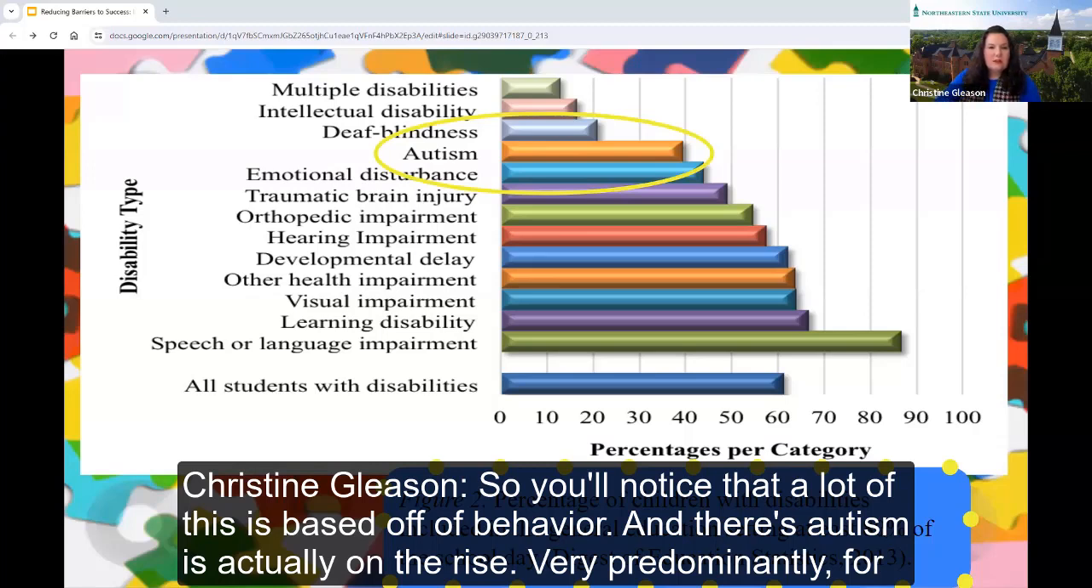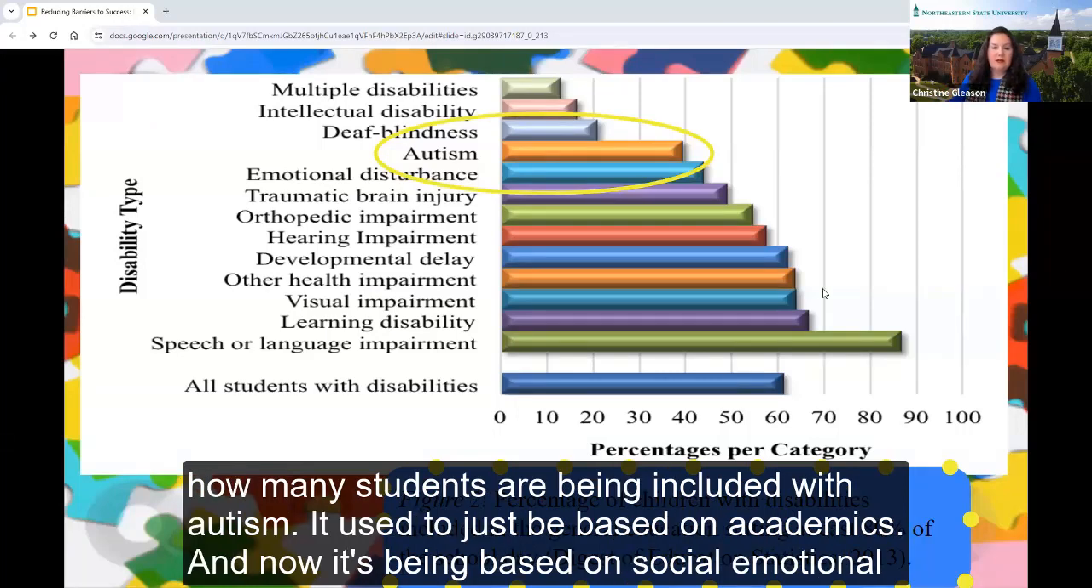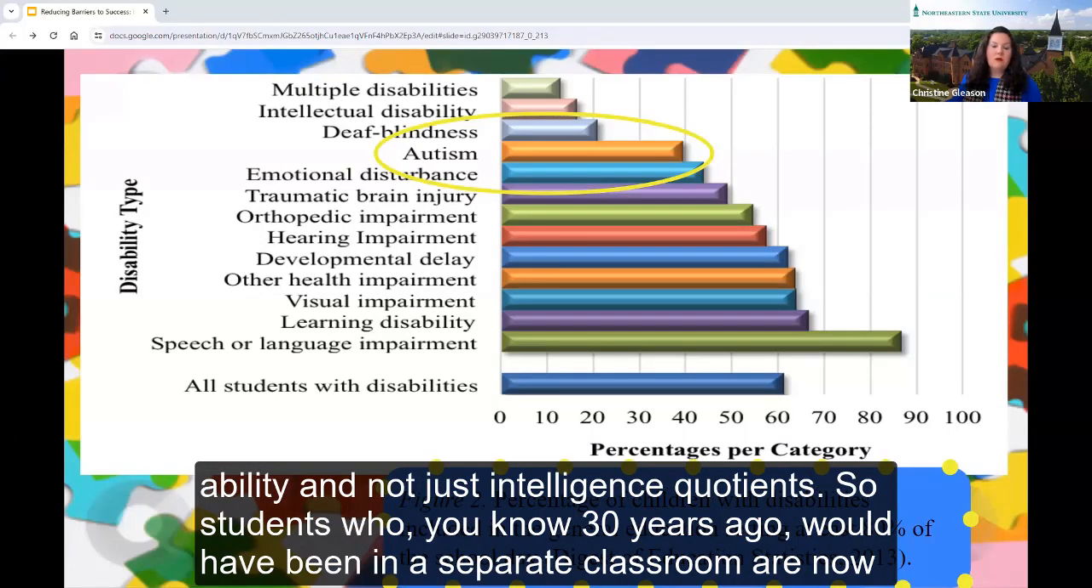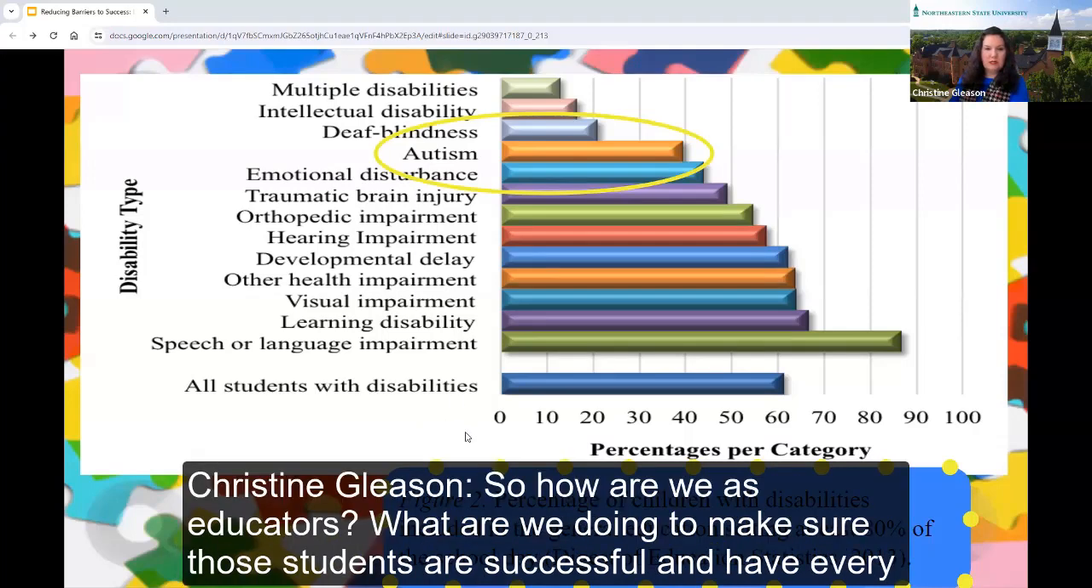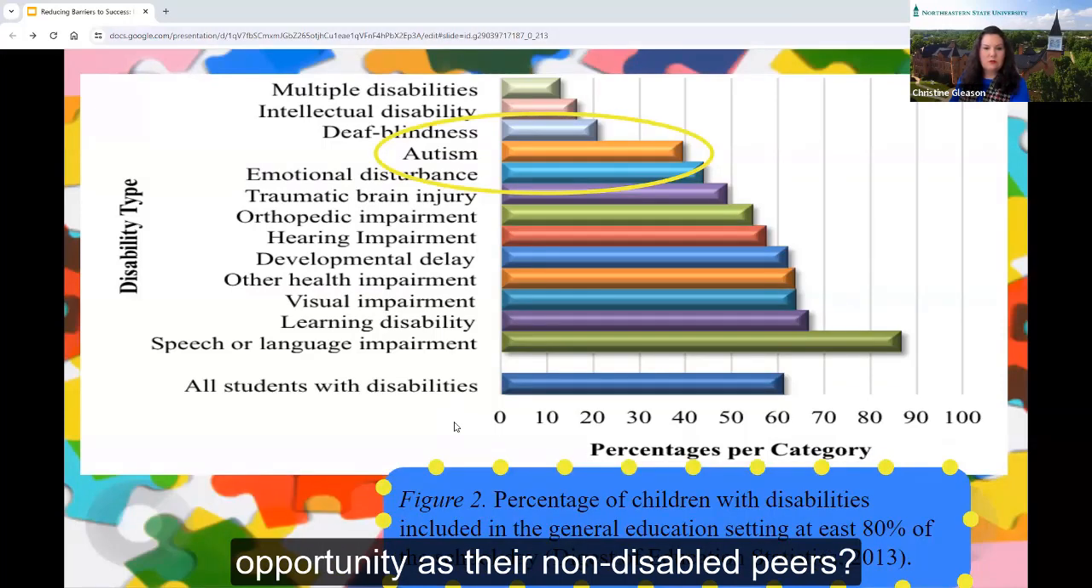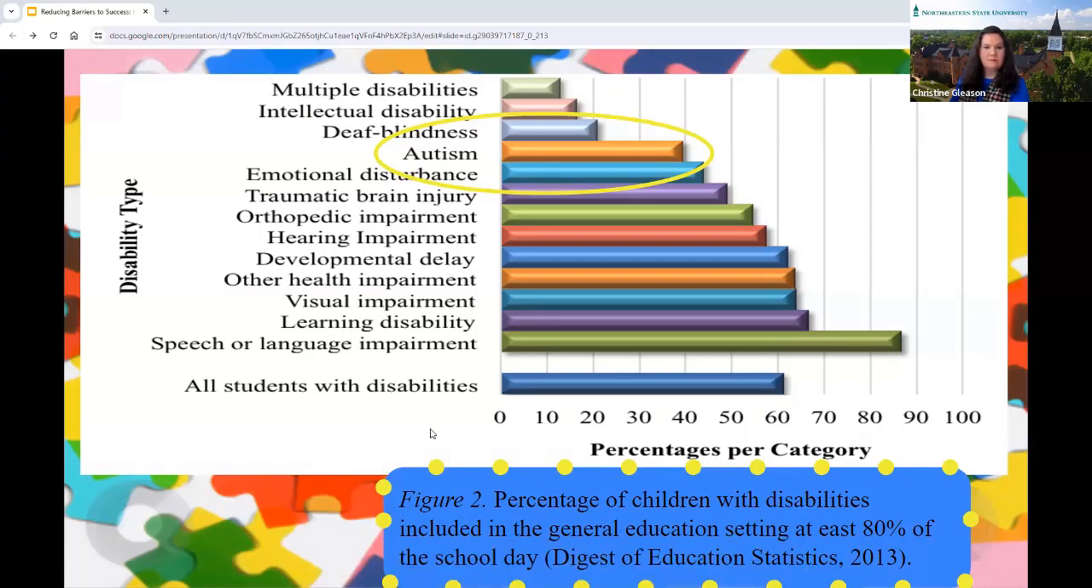So you'll notice that a lot of this is based off of behavior, and autism is actually on the rise very predominantly for how many students are being included with autism. It used to just be based on academics, and now it's being based on social emotional ability and not just intelligence quotients. So students who 30 years ago would have been in a separate classroom are now being included in the general education setting. So how are we, as educators, making sure those students are successful and have every opportunity as their non-disabled peers?